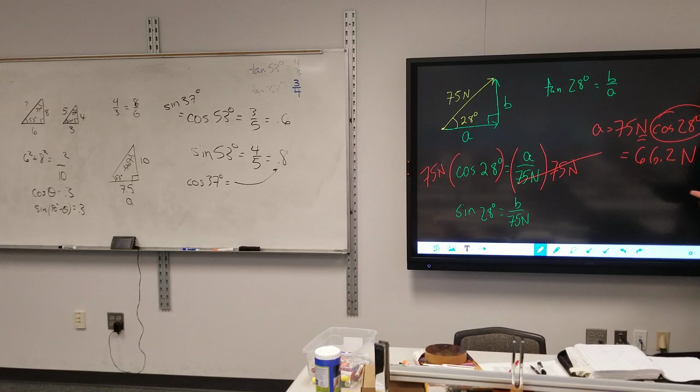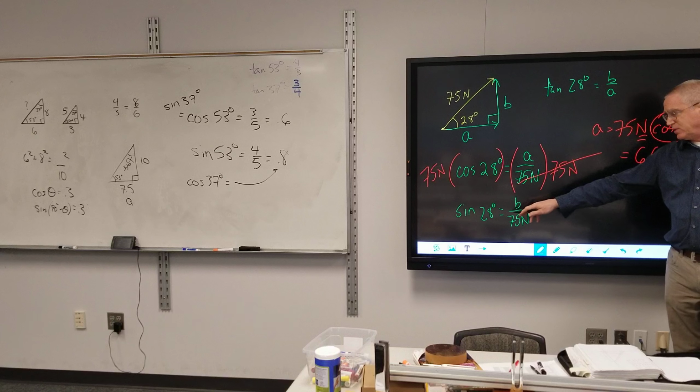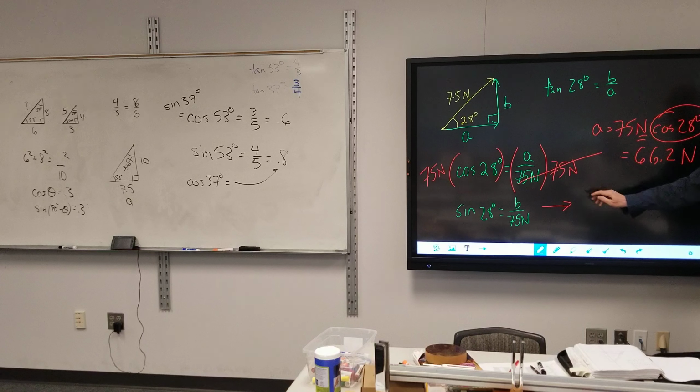Let's figure out what B is. Now we have 3 options to find out B at this point. The simplest, in my opinion, is this one right here. So B is going to be 75 sine of 28 degrees. We could use this one up here because we know A now, so B is also equal to 66.2 tangent of 28 degrees. Or Pythagorean theorem. I think we go with the simple solution. I got 35.2.